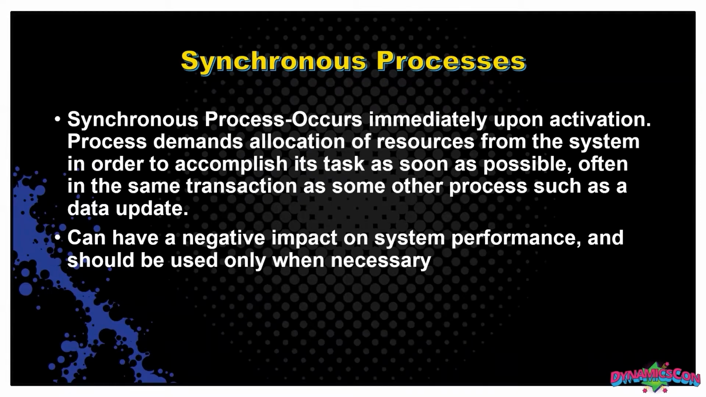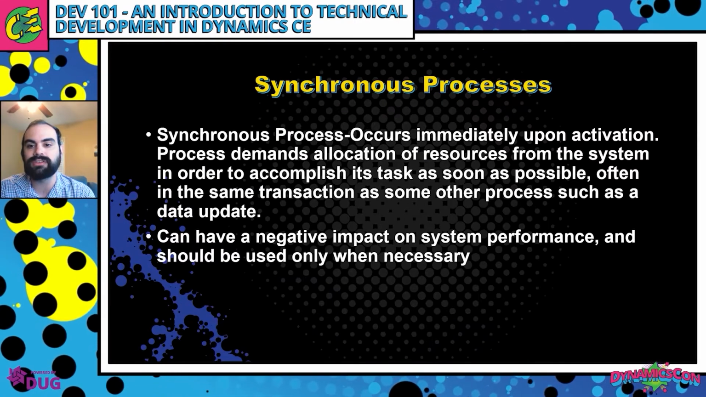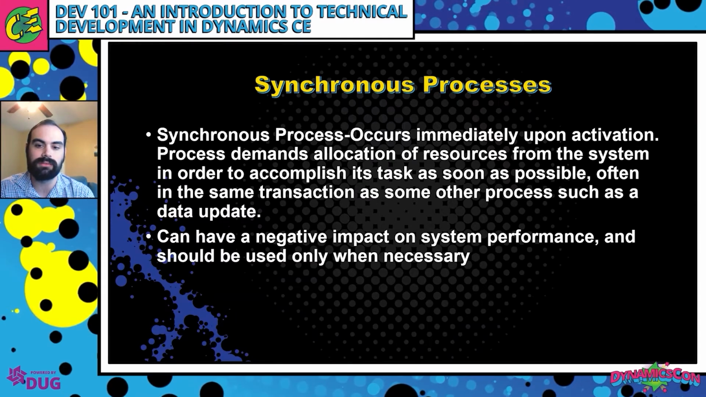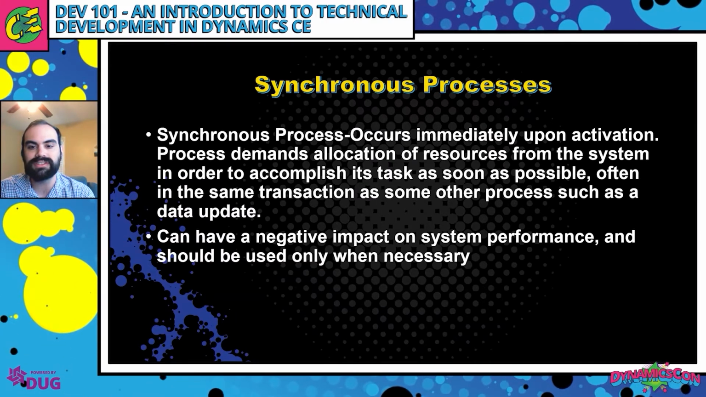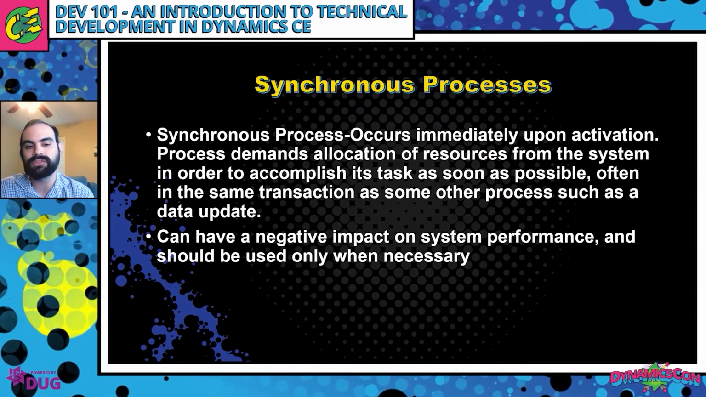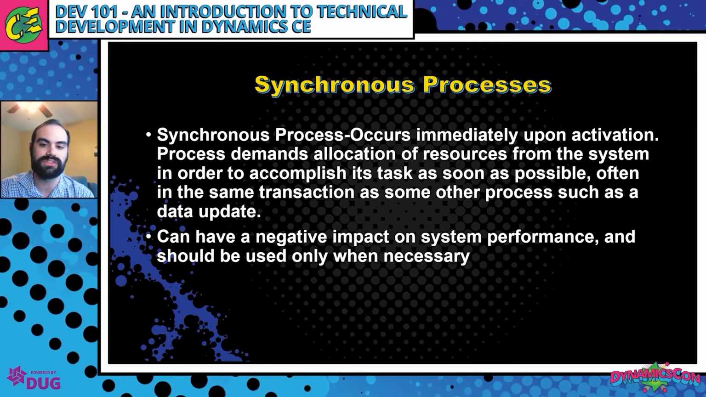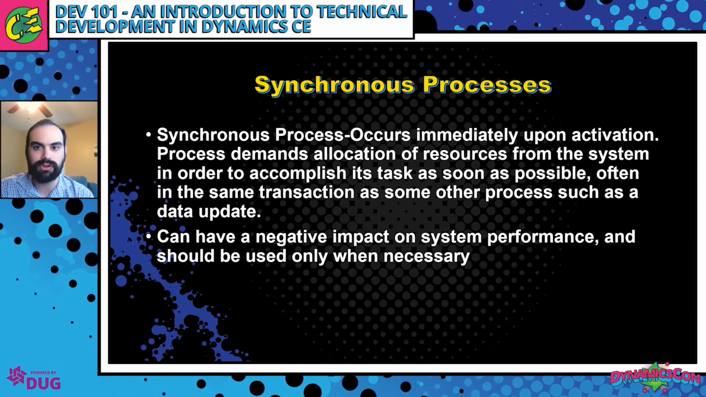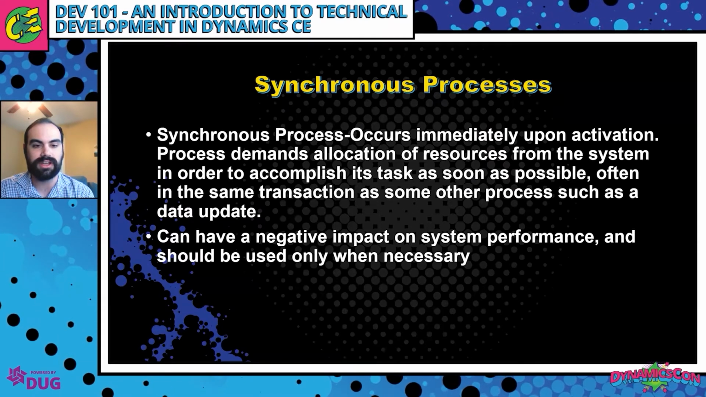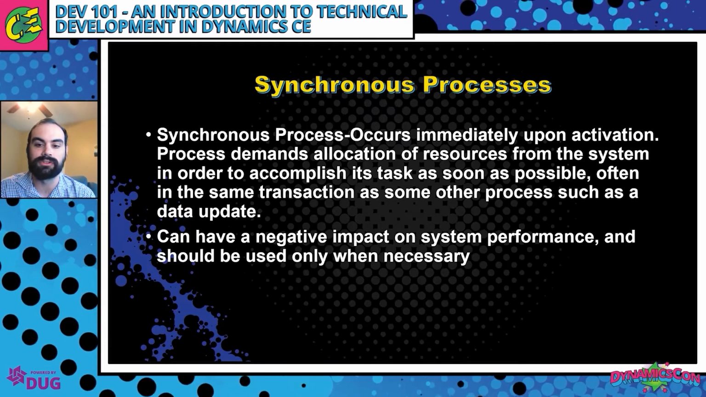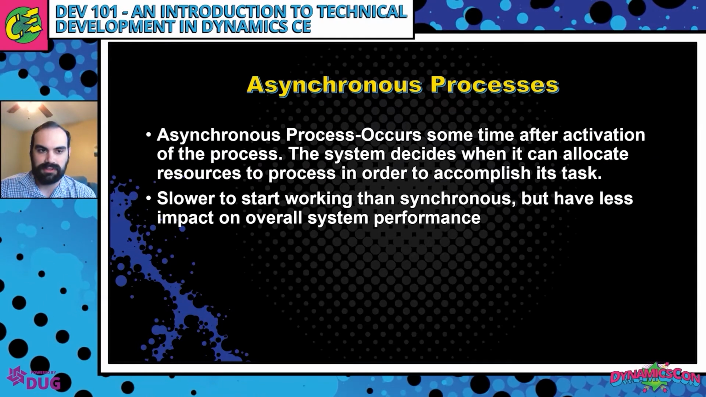It should be noted, though, that synchronous processes can have a negative impact on system performance. This is because the system is designed to assign resources to processes in the most efficient manner possible, and when synchronous processes activate, they immediately demand the resources needed to accomplish themselves from the system, which prevents the system from assigning its resources in an efficient manner. If you have a large number of synchronous processes running around at the same time, this can cause a negative impact on your system's performance. As such, synchronous processes should only be used in cases where an asynchronous process would not be able to adequately accomplish the request.